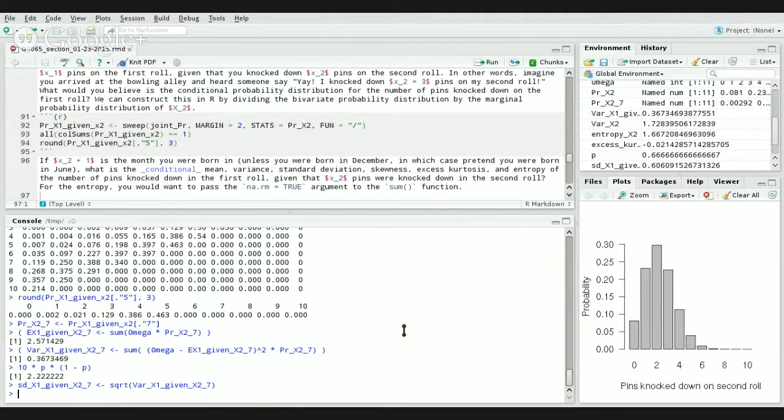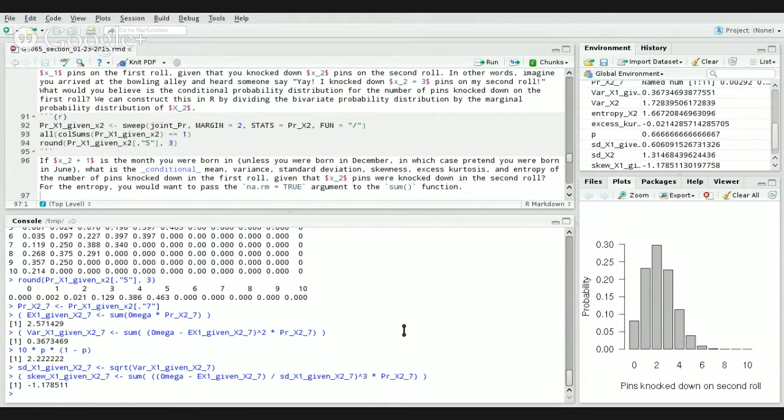Then we can calculate the skewness. We need some more parentheses here. So that is the function x minus its mean divided by its standard deviation, all cubed, weighted by the conditional probabilities, summed over the whole sample space. And we can see now we have negative skewness, whereas I believe before we had positive skewness.